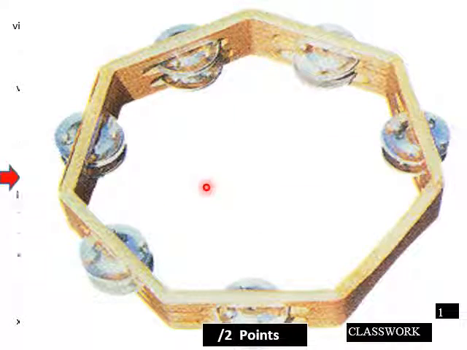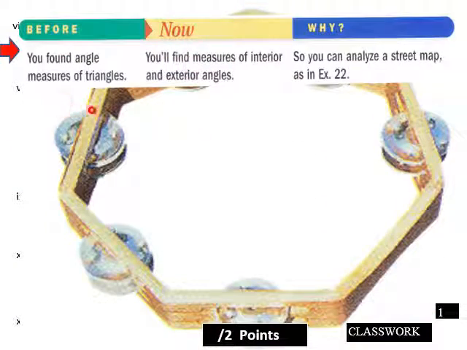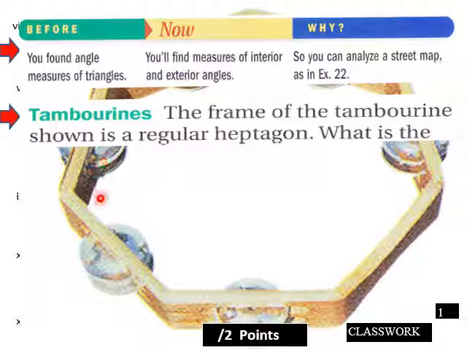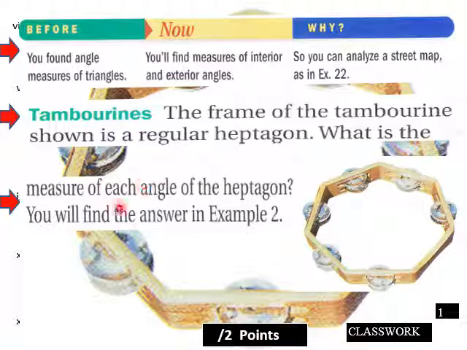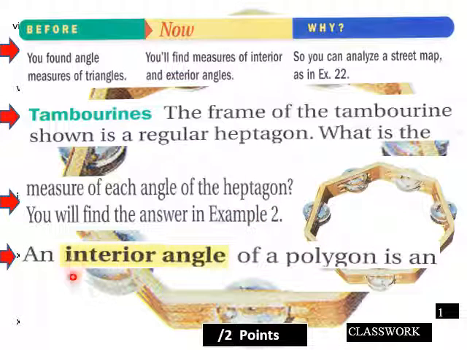Okay, into our lesson today, 13.3. You found angle measures of triangles. You'll find measures of interior and exterior angles here. So, example, tambourines. The frame of a tambourine is shown here as a regular heptagon, meaning the sides are all equal and the angles are all equal to each other. That makes it regular. What is the measure of each angle of the heptagon? You'll find the answer in example 2. We'll do that later in the lesson.